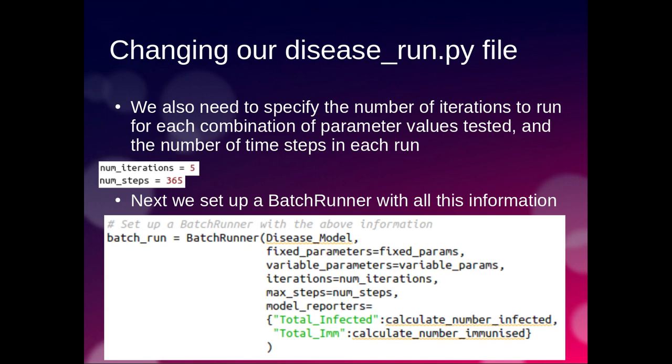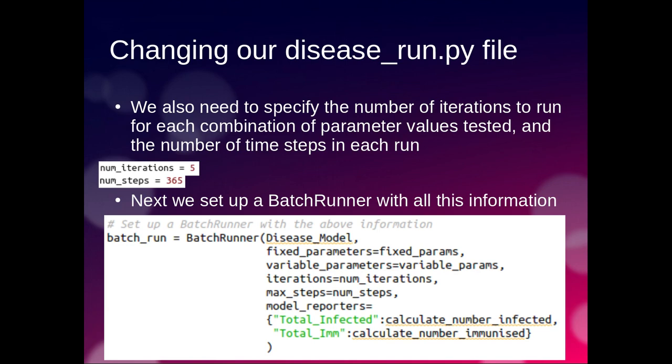So once we've done all that, we've set that up, we can just set up a batch runner with all that information included. So here I've set up a batch runner that I've called BatchRun, and the inputs are going to be the model I want to batch run, which is a disease model, which we've imported, remember, at the start of this file. The fixed parameters are the dictionary of fixed parameters that I set up, which I call fixed params. The variable parameters equal to the variable parameters that I set up with that dictionary, which I called variable params.